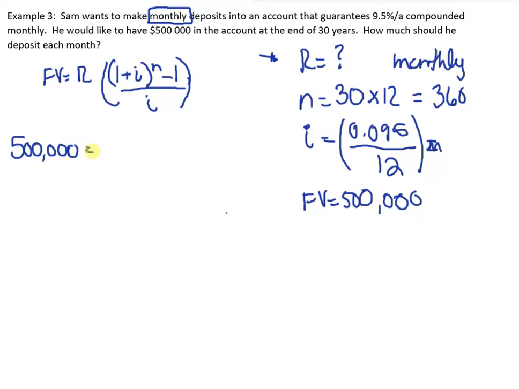So 500,000 equals, we don't know what R is, 1 plus i, 1 plus, and then this is actually bracketed here. Don't add the 1 to the numerator and then divide it. It's not going to work. 360 minus 1.